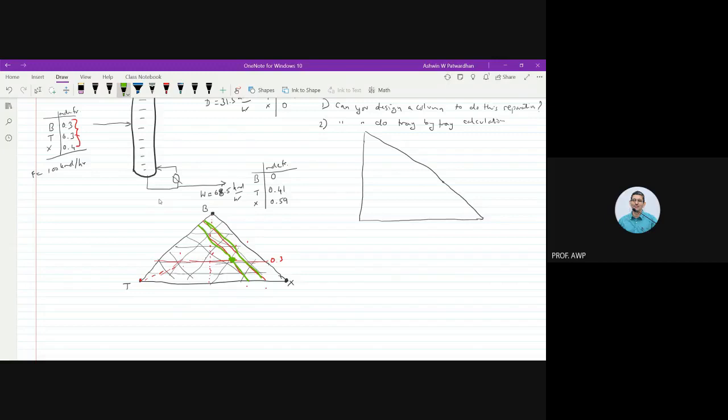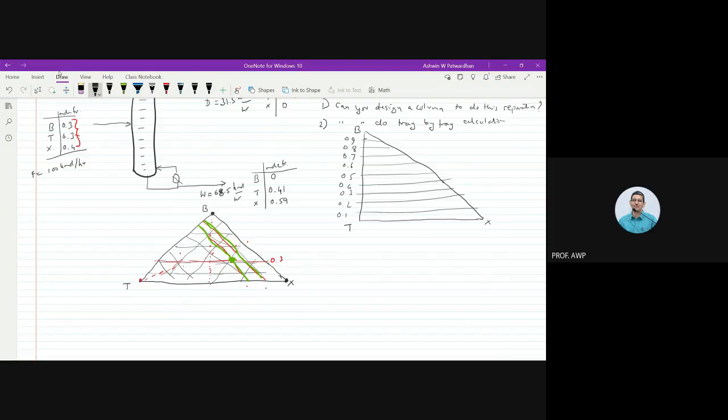Do you agree with that? Yes, sir. So if you want to draw in terms of this kind of triangle, it is a bit easier, because it is in our usual XY coordinates. So maybe I will draw this is 0.1 benzene, 0.2 benzene, 0.3, 0.4, 0.5, 0.6, 0.7, 0.8, 0.9 and 1 of benzene.